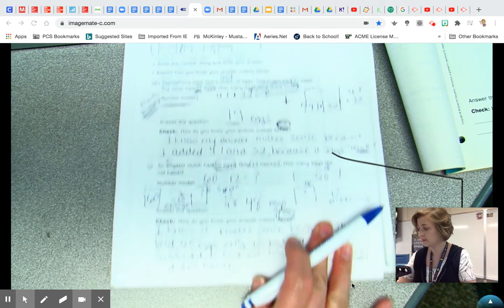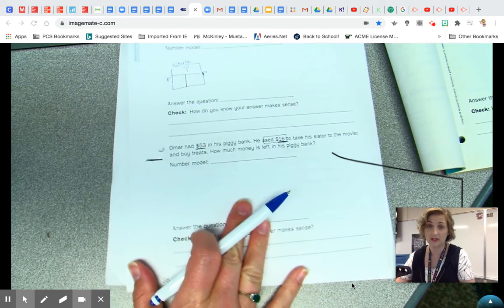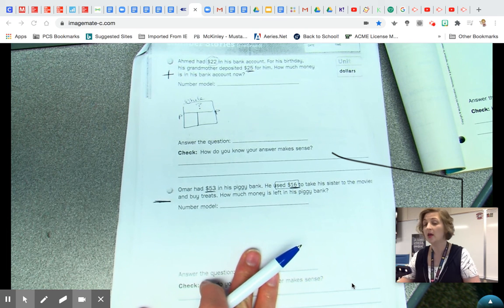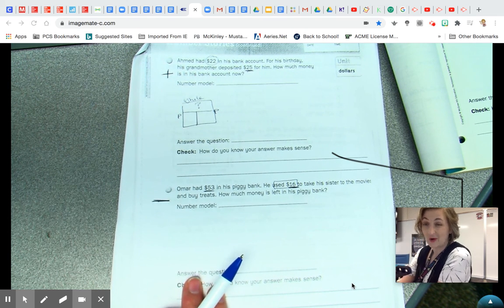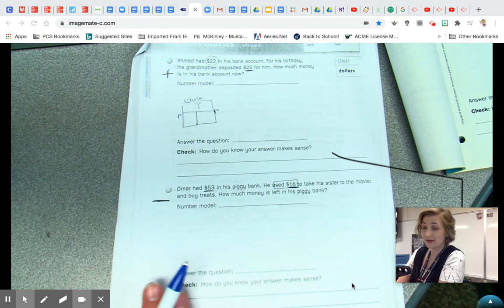Okay, so we did those two in class today together. These are the ones that I wanted you to do independently today when we were doing practice groups. Okay, so I'm going to read them to you and kind of go over it and give you some clues on what you need to do.